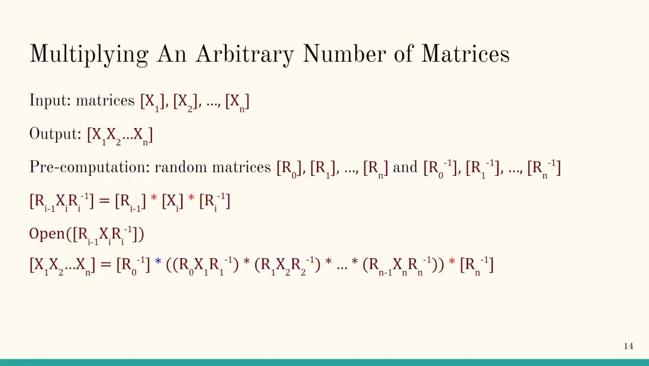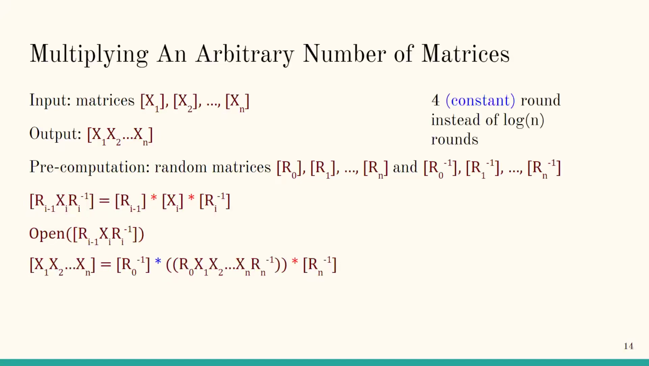When we multiply these values together, we can see that the R1 through R_{n-1} in the middle telescopes and cancels each other out. Finally, we have to multiply by R0 inverse from the left and Rn inverse from the right to cancel out the last remaining random matrices to obtain our final product. This can be done in 4 rounds instead of log n rounds.